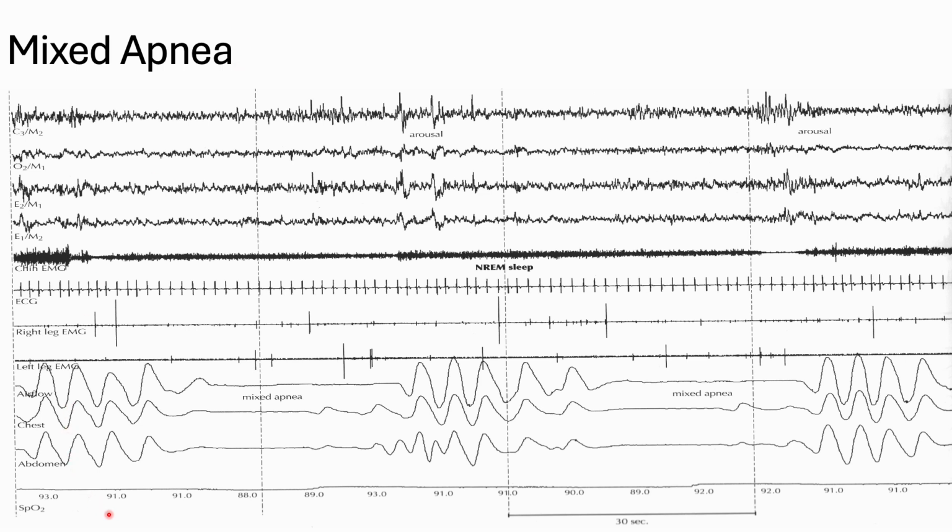Here are mixed apneas. Notice there are two components in the effort. That's what counts. The first is central, no effort, and then it ends trying to breathe right there. Throughout the entire event, even when they're trying to breathe, there is no airflow. And then there's an arousal and a desaturation. It looks like 93 to 89. Neither of which are required to score it, but they are associated, so they're still really important.